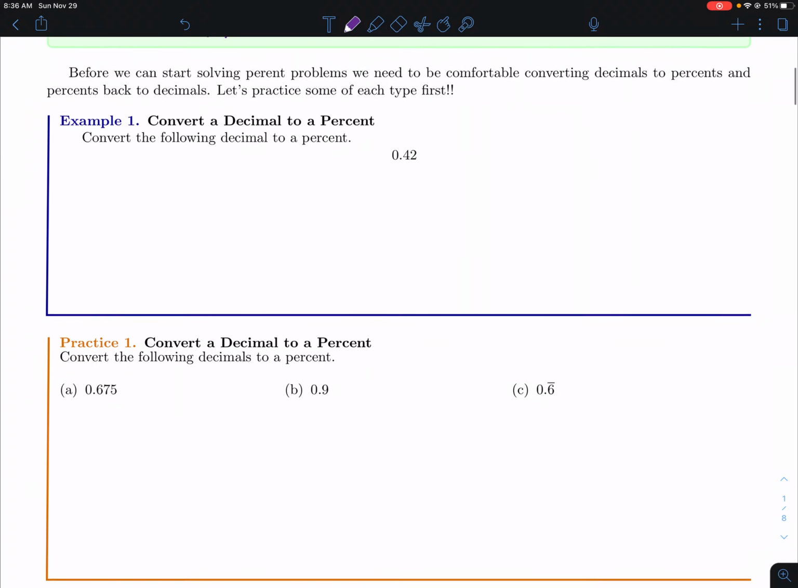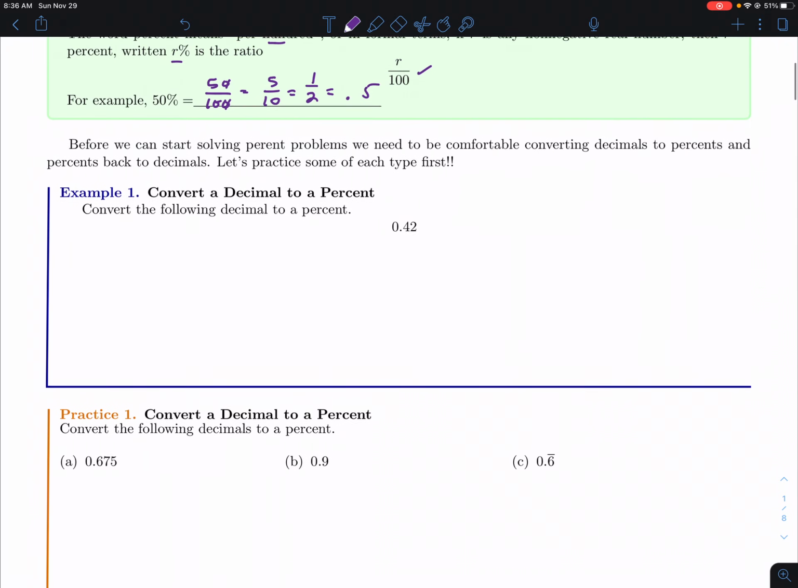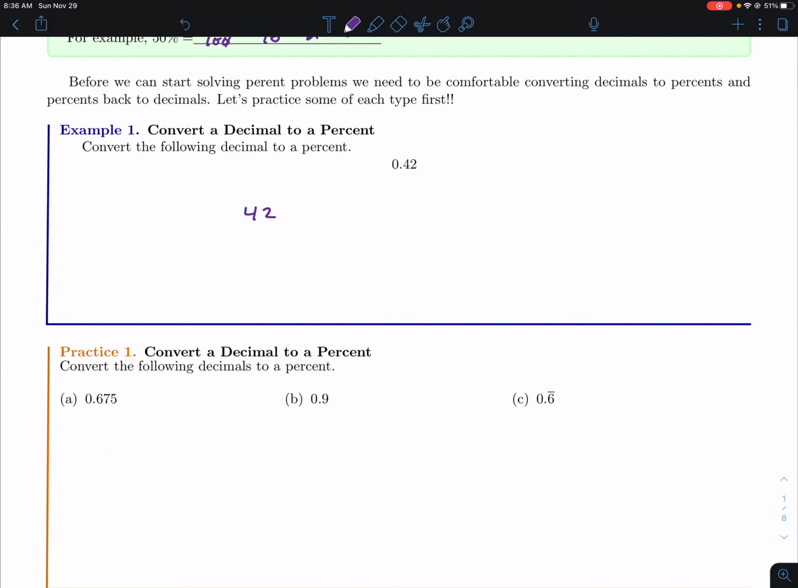All right. So before we can actually do anything with percents, we need to be able to move back and forth between decimals and percents. So convert the following decimal to a percent. Since this is the same thing as per 100, what you're going to do is take this 42 and write it as over 100. And then we change the 100 back into a percent. So in this case, this would be 42%, because anything over 100 becomes the percent sign.